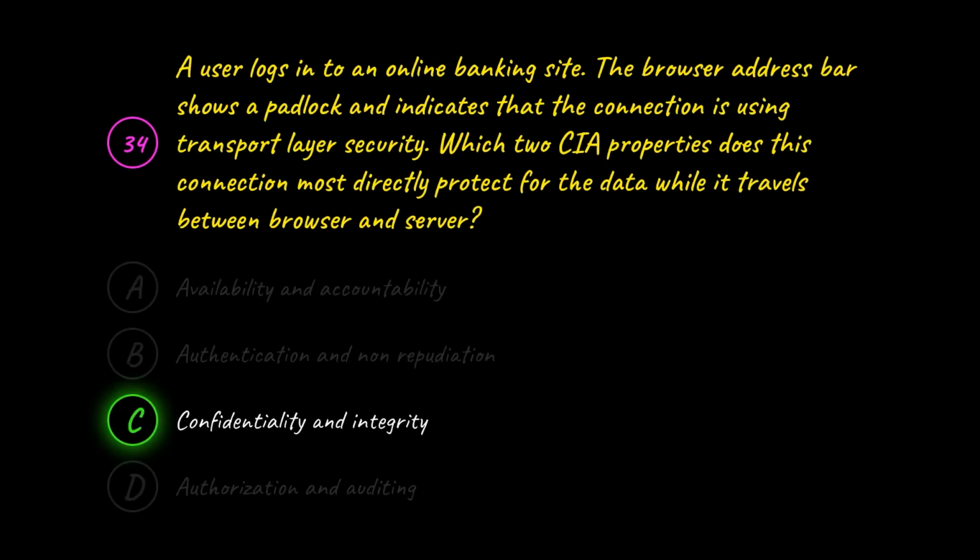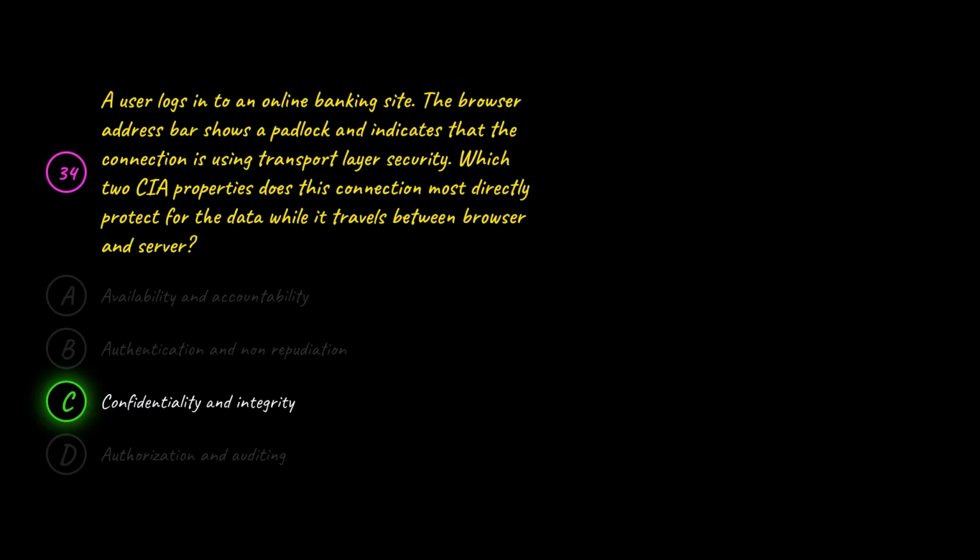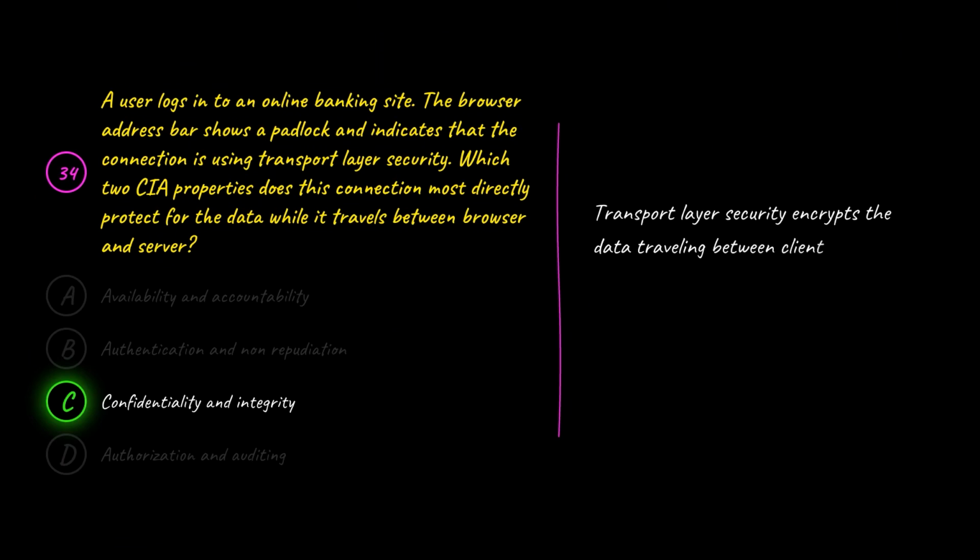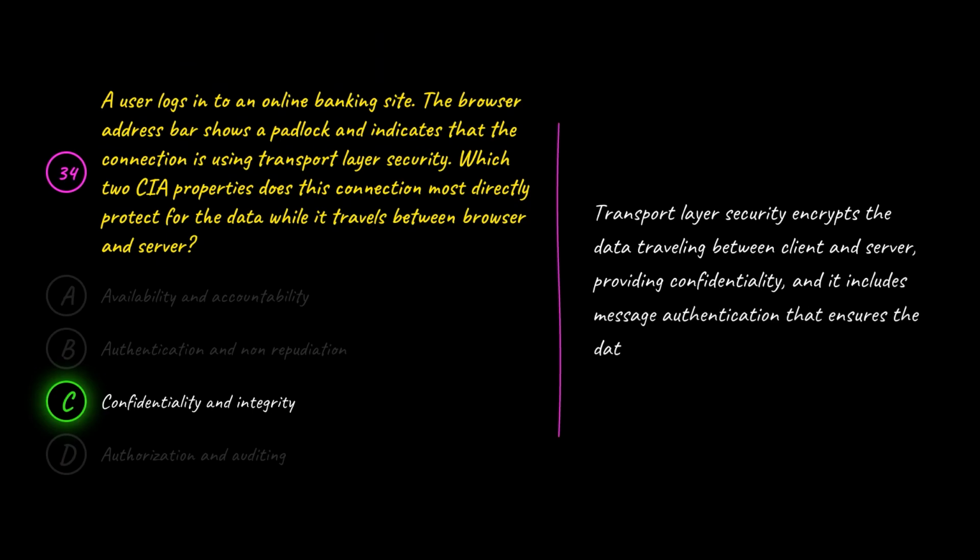The correct answer is C. Confidentiality and integrity. C is correct because transport layer security encrypts the data traveling between client and server, providing confidentiality, and it includes message authentication that ensures the data has not been altered in transit, providing integrity.